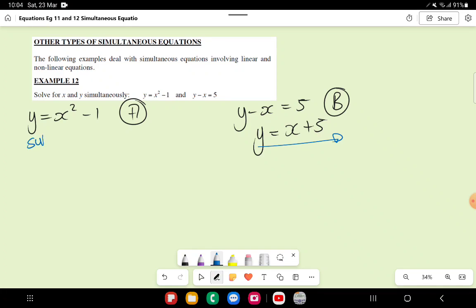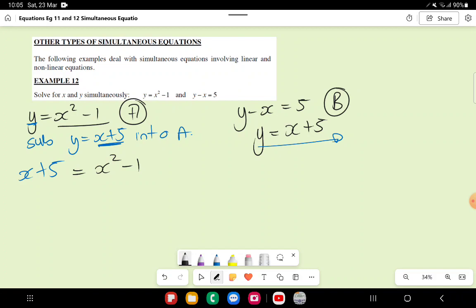Now I'm going to substitute y equals x plus 5 into A. You can actually say B into A, whichever way, it's fine. Doesn't matter. So now I'm going to say y, which is now this y, I'm going to write that: x plus 5 is equal to, rewrite that, x squared minus 1. And I am going to solve for x.